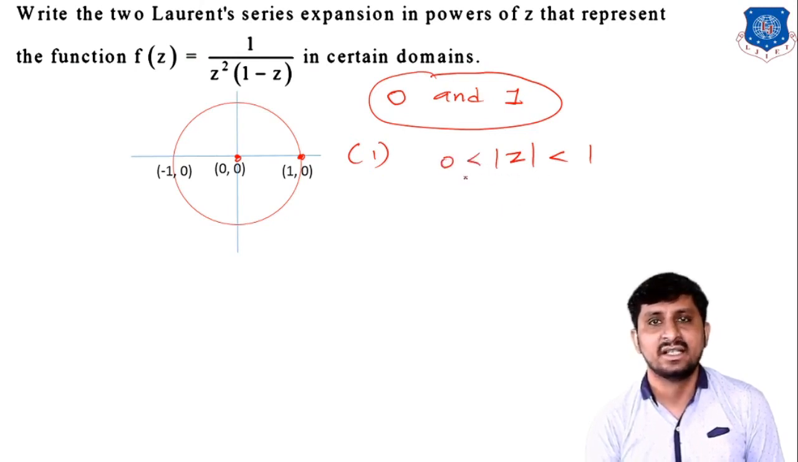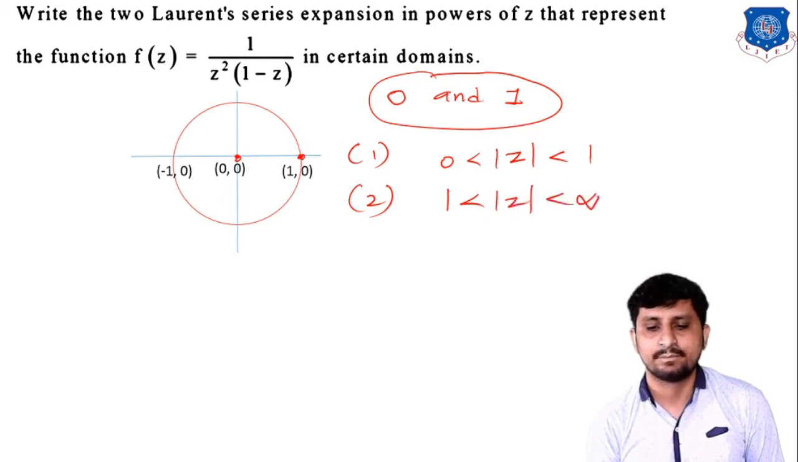Now you can understand 0 less than mod z less than 1 means all the complex numbers whose distance from 0 is less than 1 and greater than 0, that means the portion inside the circle, but the point 0 is not included in this region. Now what is my second region? That means outside this circle. Outside this circle, at all the points the given function is analytic. So my second region is 1 less than mod z less than infinity.